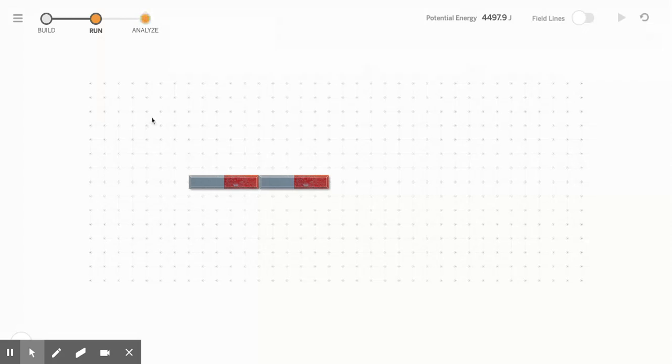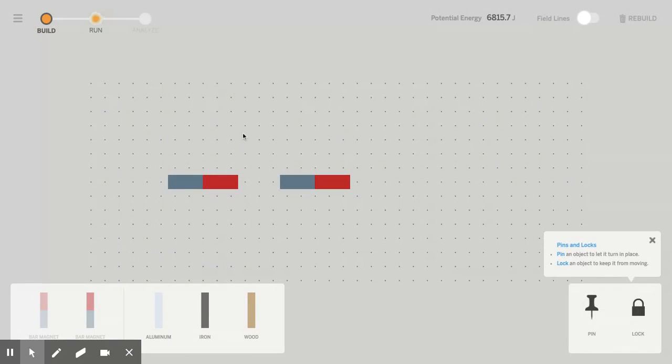Okay? So that was our first round. Let's try something a little different. Now I'm going to move these so that they are 9 centimeters apart. So 1, 2, 3, 4, 5, 6, 7, 8, 9. Let me drag this a little closer. Oops. Drag this a little closer and count again. 1, 2, 3, 4, 5, 6, 7, 8, 9.